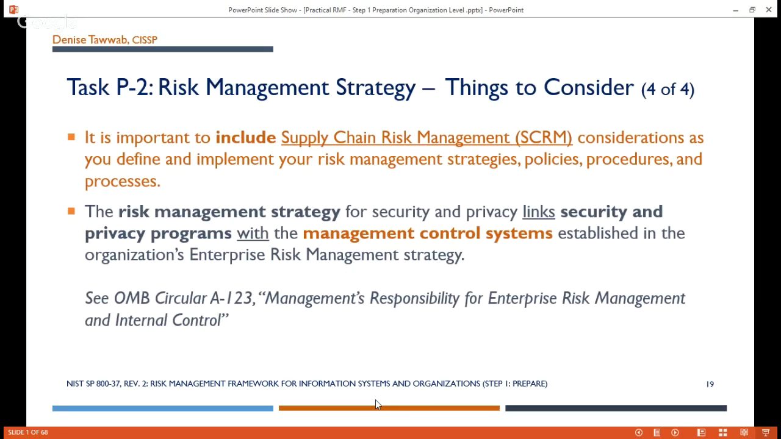When you're coming up with your risk management strategy, let me just reiterate, you want to include supply chain risk management considerations as you define and implement your policies and procedures. The risk management strategy for security and privacy is going to link the security and privacy programs with the management control systems that are going to be established in your enterprise risk management strategy. OMB Circular A-123 discusses some of this. It's the publication on management's responsibility for enterprise risk management and internal control.